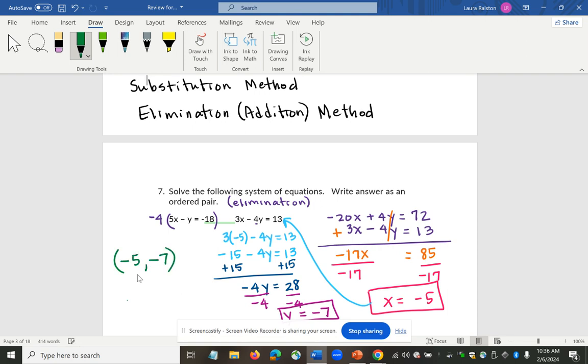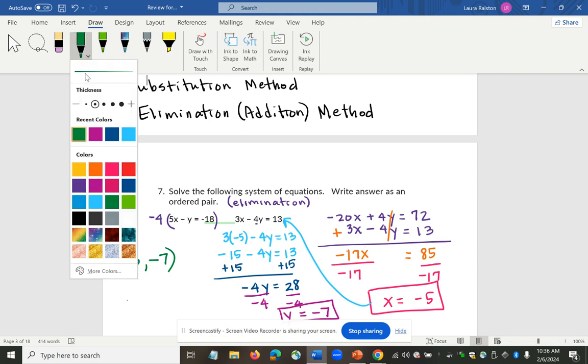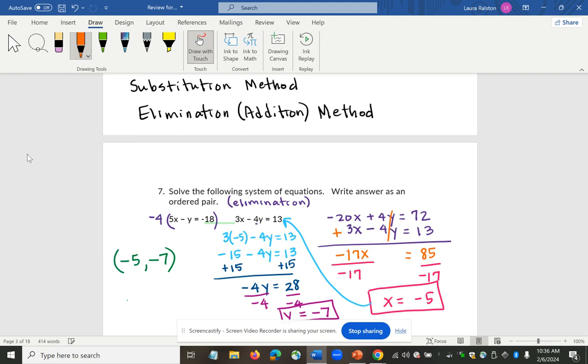Now, guys, there's a way to check yourself here, because negative 5, negative 7 should make both of the original equations true. So take a minute and plug and chug. If I plug and chug, I have 5 times negative 5 minus negative 7, and that should be negative 18. I have negative 25 plus 7, which is negative 18, which equals negative 18. So it worked for the first one.